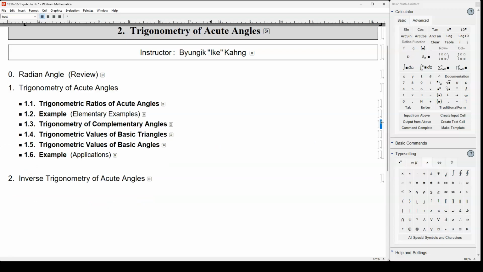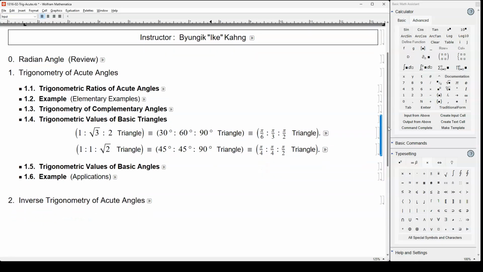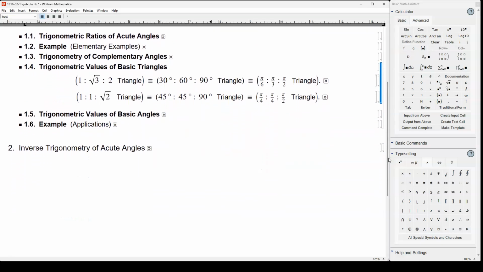Now, shall we go to something new? 1.4 is also partly covered in high school geometry, but I'll assume this is new. From this point on, I'll assume everything's new. So we're going to consider two humongously important triangles. Triangle number 1 here, the 1, square root of 3, 2 triangle, or 30, 60, 90 triangle, or pi over 6, pi over 3, pi over 2 triangle. And triangle number 2, the 1, 1, square root of 2 triangle.